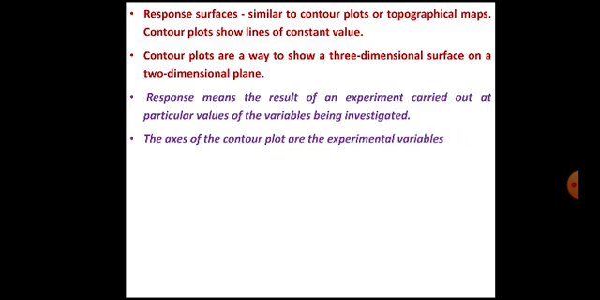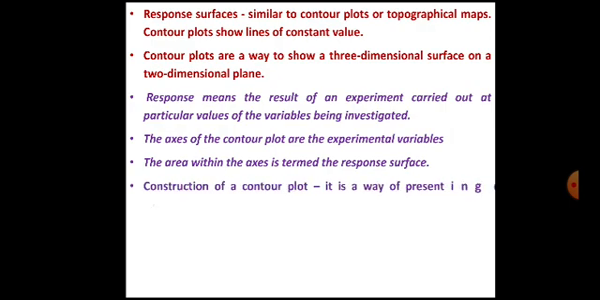The axes of these contour plots are experimental variables x, y, x1, y1, constant liquor at different concentrations, soybean flour at different concentrations, or ferrous sulfate at different concentrations. So the axes of contour plots will be these experimental variables at different concentrations, and the area within the axes is termed as response surface. That is the definition of response surface.